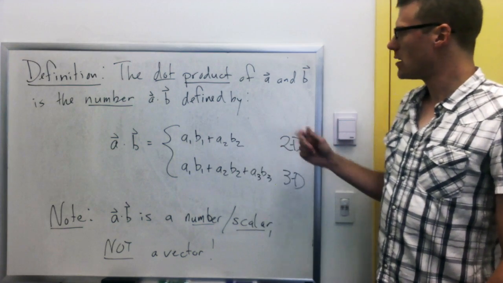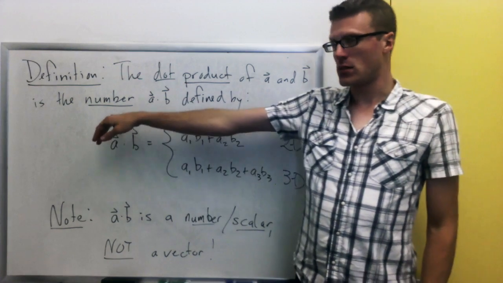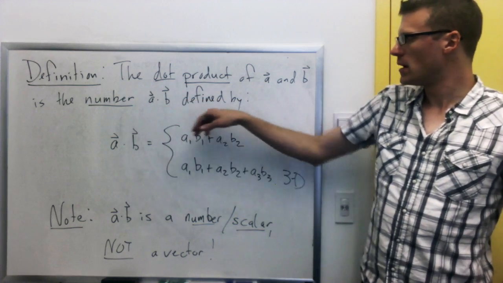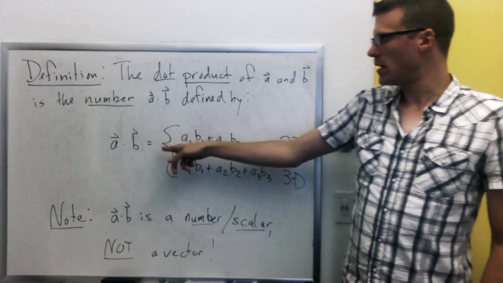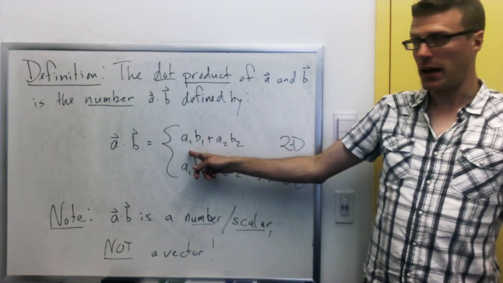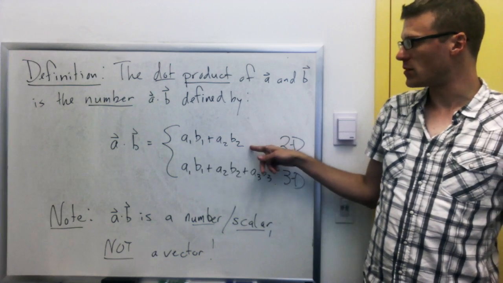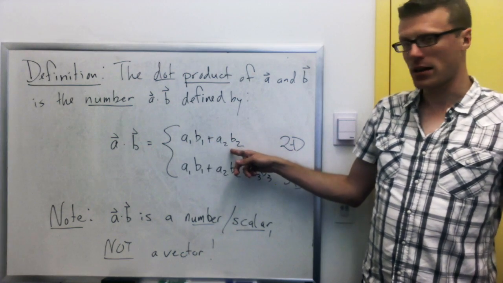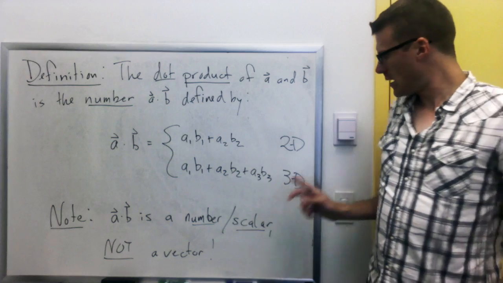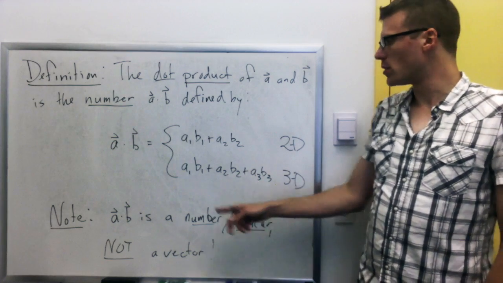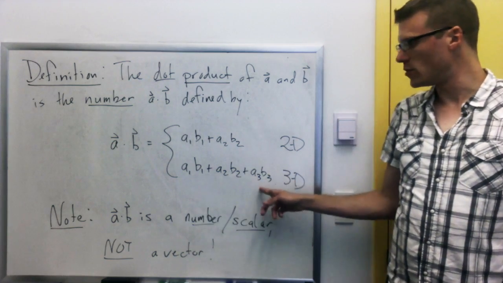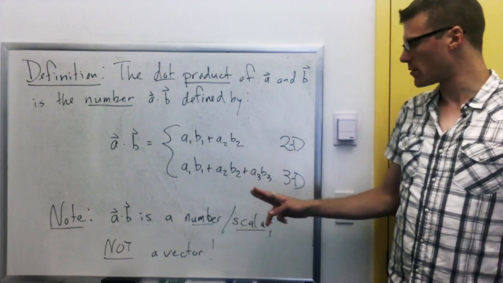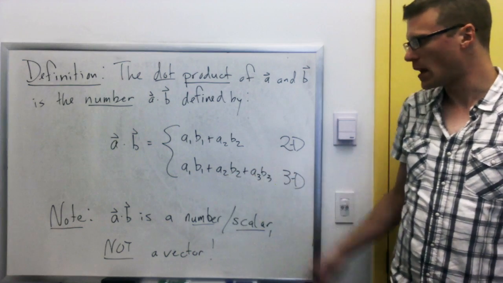The dot product of the vectors a and b is the number a dot b. It's written as a little dot b, and it's defined by a dot b is equal to, in two dimensions, a1 times b1 plus a2 times b2. So I multiply the x components together, the y components together, and I add the result. In three dimensions, I just add on the z components. So a1 b1 plus a2 b2 plus a3 b3. Multiply the x components together, the y components together, the z components together, and add them.